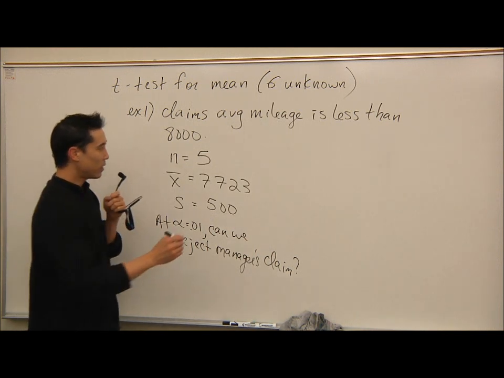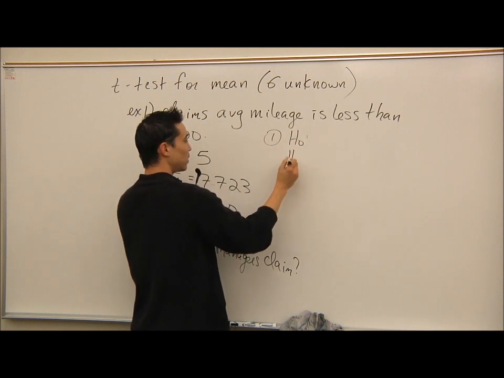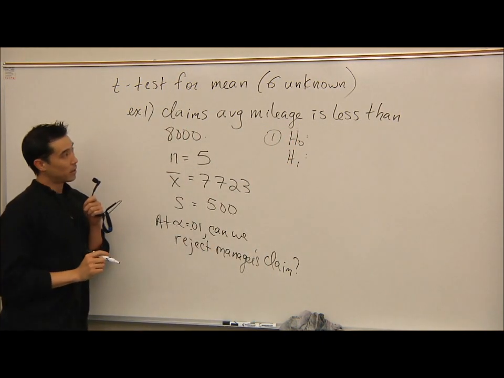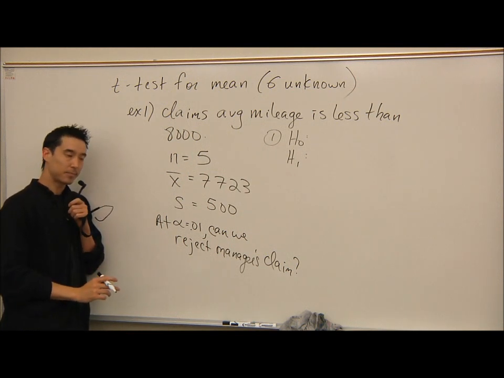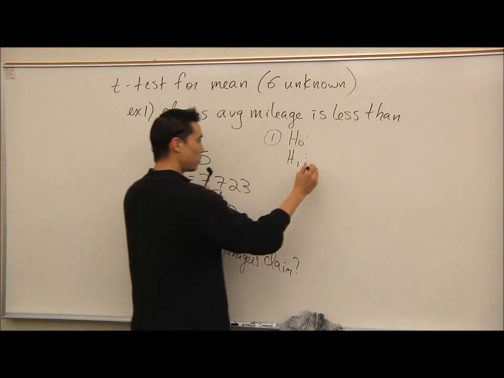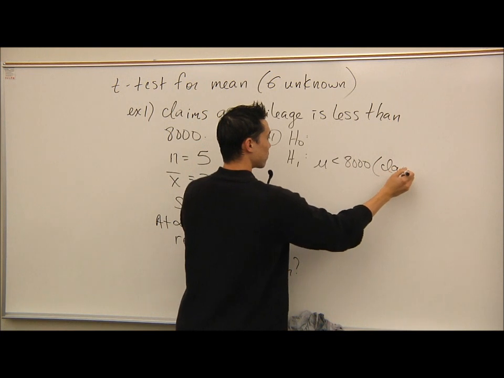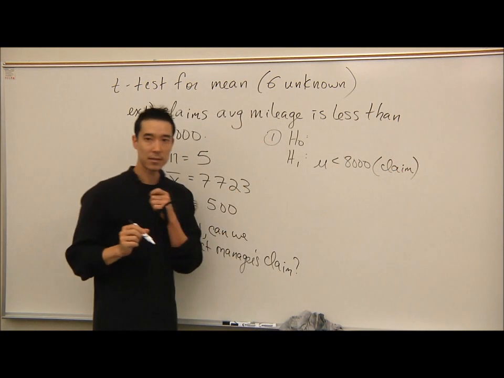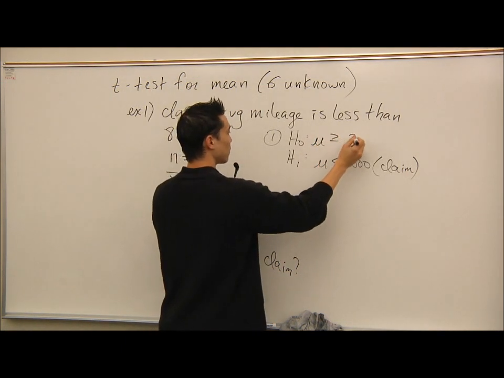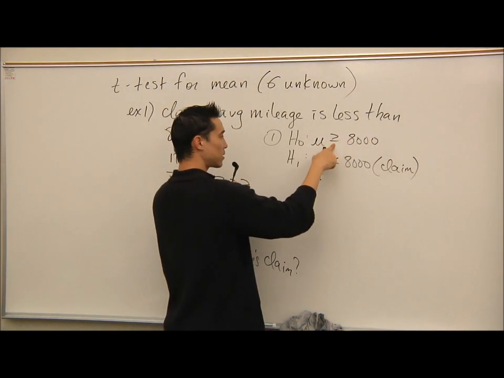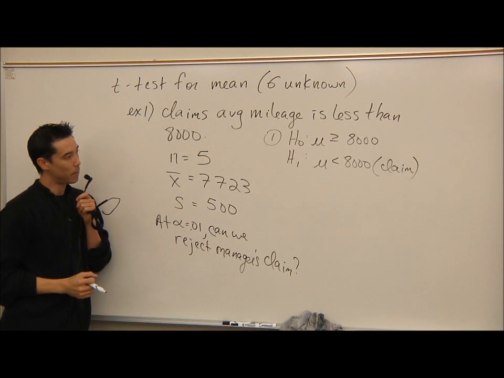All right, we're going to do a traditional hypothesis test. There's 5 steps. Step number 1, we need to state the null and alternative hypothesis. The manager claims the average mileage is less than 8,000. Where's that going to go? Mu is less than 8,000, and that is the claim. It has to go there because less than does not have an equal sign, and an equal sign always goes in the null. Again, I like to use greater than or equal to, even though your book uses equal to, but I think this way is easier to understand.